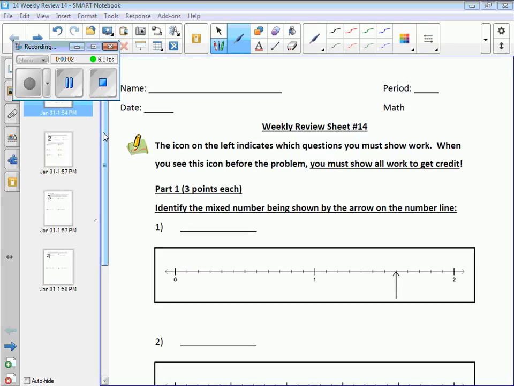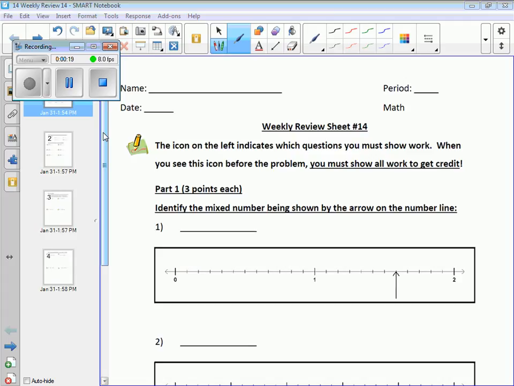Okay, welcome to the Math Blog and weekly review sheet number 14. I'm going to be doing at least one from each section as an example. You're more than welcome to do it along with me or on your own at your leisure, whatever you choose.